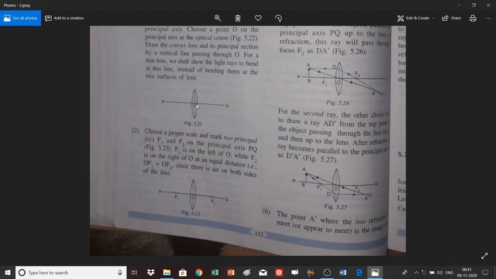After that, you choose a point O on the line and consider this as the optical center of the lens. Taking O as the optical center, you draw the principal section of a lens. Now, two more points, F1 and F2, should be taken on the principal axis such that the distance OF1 and the distance OF2 are equal. These two points F1 and F2 are called the first principal focus and second principal focus respectively.